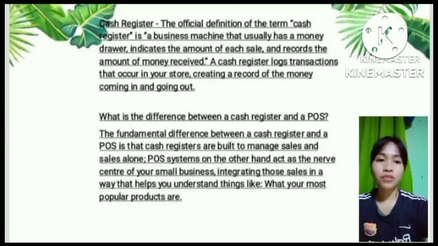Cash register. The official definition of the term cash register is a business machine that usually has a money drawer, indicates the amount of each sale, and records the amount of money received. A cash register logs transactions that occur in your store, creating a record of the money coming in and going out. Cash register machine or money drawer, you receive the receipt.